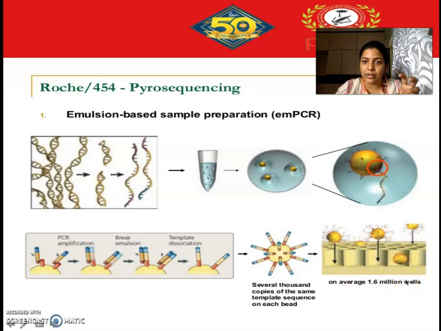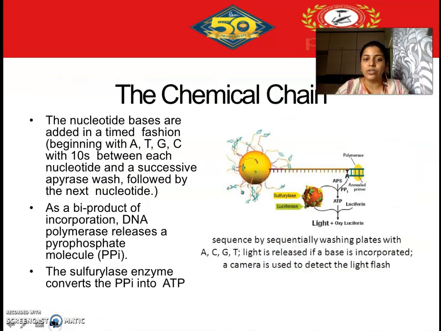In your picotiter well, the enzymes would be added so that the reaction takes place. Everyone knows that the nucleotide bases are added in a timely fashion, beginning from A, T, G, C, 10 seconds each. Every nucleotide would be added for 10 seconds, and once the reaction has taken place, there would be an apyrase wash, so that all the unused dNTPs are washed off, and then it would be followed by the next nucleotide.